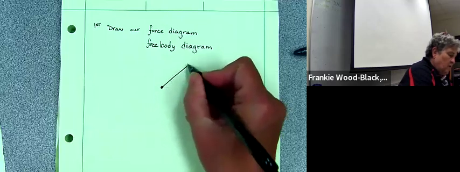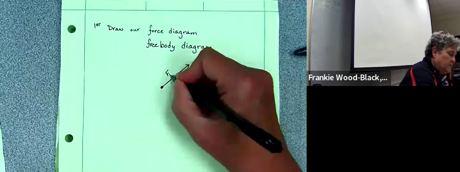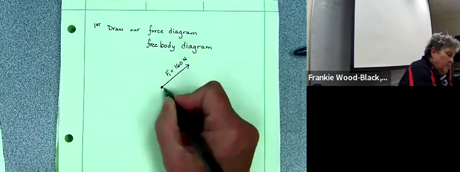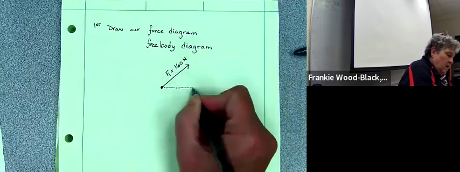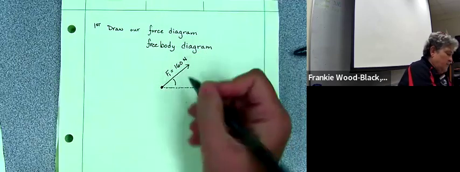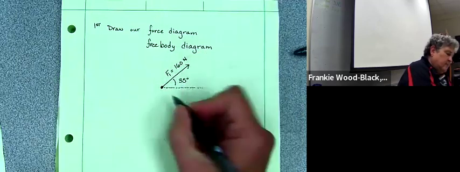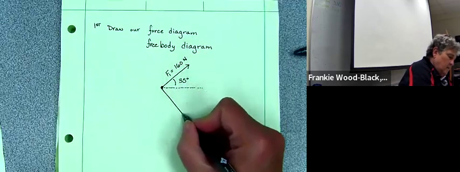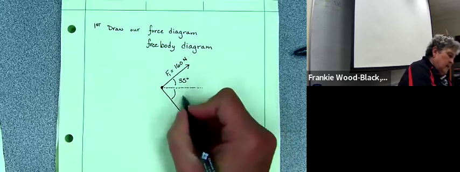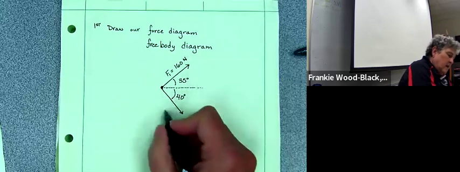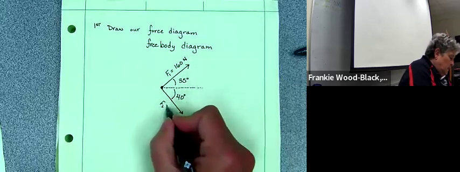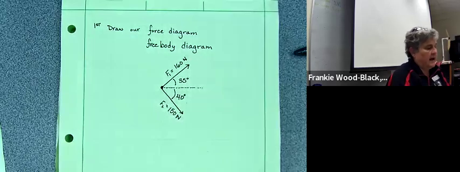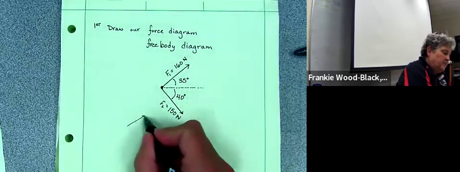We have our first force. We have force 1 equal to 160 newtons. We draw here our reference line, and we showed that that was 35 degrees. We have force 2, and that's 40 degrees. And force 2 was equal to 150 newtons. Now, this now is a vector problem.